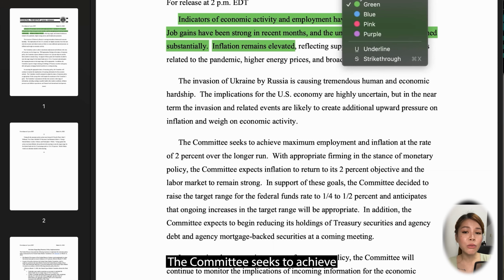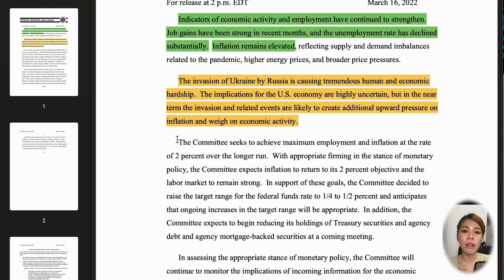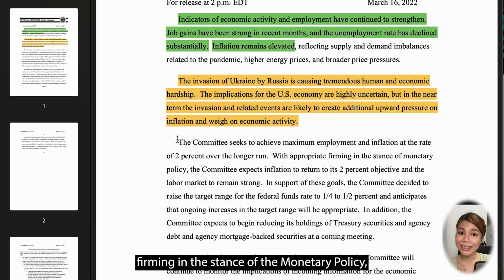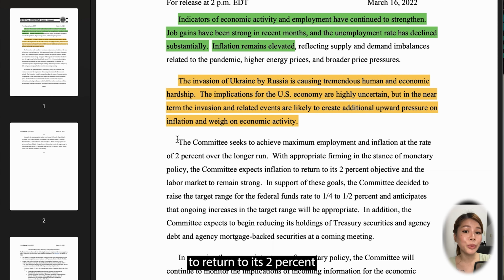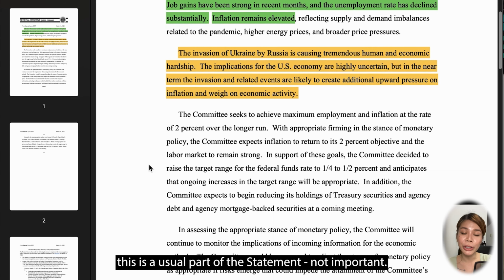The committee seeks to achieve maximum employment and inflation at a rate of 2% over the longer run. With appropriate firming in the stance of the monetary policy, the committee expects inflation to return to its 2% objective and the labor market to remain strong. Again, this is a usual part of this statement, not important.